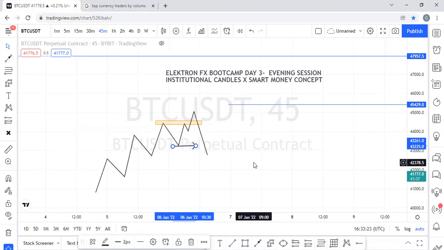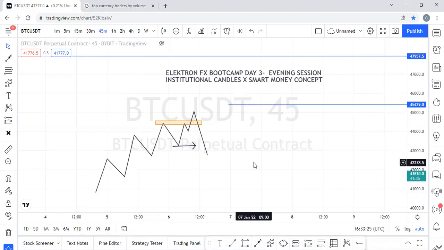What do we do? This is how you trade smart. This is how you trade the institutional candles. So when you see this push up that took out stop loss and then broke structure, what do you do? You look out for that candle that took out stop loss. That means you highlight that particular candle that took out stop loss, and then you play it.